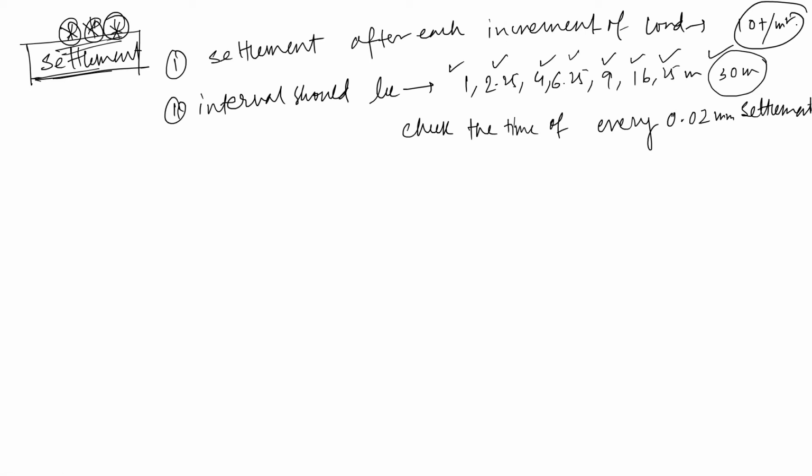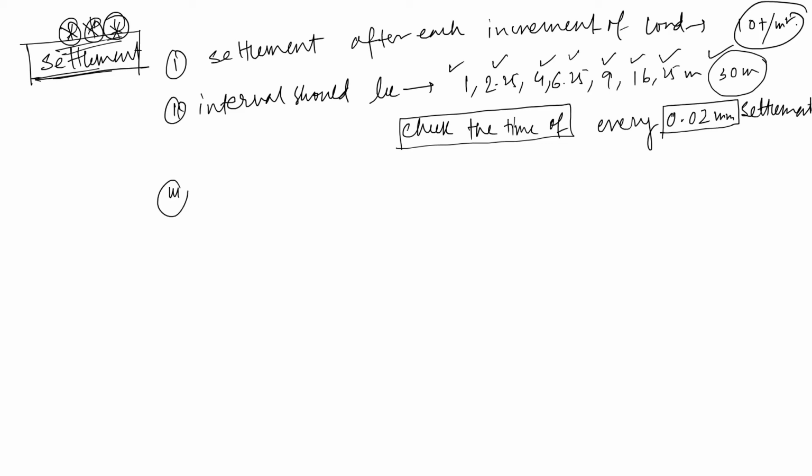After that, for every 0.02 mm settlement, you check the time. Maybe 45 minutes after this settlement happens, maybe 60 minutes to happen this settlement. Okay.